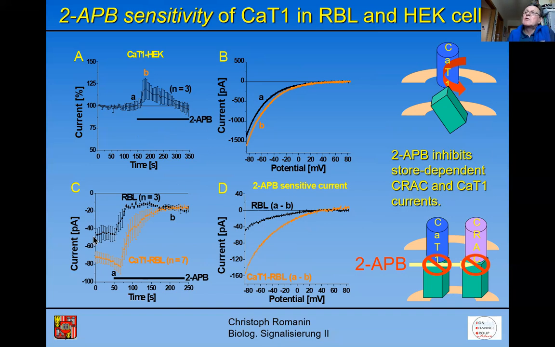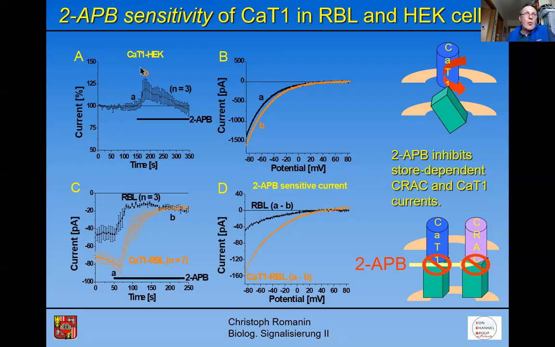Let me just switch here to the endogenous CRAC channels you see here in RBL mast cells. So here also the currents are completely activated. And when you now apply 2-APB, you can nicely see this inhibition of the current. It's not fully inhibited, but it's inhibited by about 80%, something like this. That was clear, that was expected.